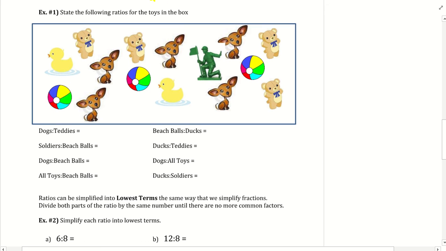When we look at some of the examples here with our little toy friends in a toy box, we want to figure out, for example, dogs to teddies. First of all, we would look at the dogs. There's 1, 2, 3, 4, 5 dogs. So we would start with 5 and then put the colon, and now the next thing it asks for is teddies. For teddies, we have 1, 2, 3, and 4. Therefore the ratio of dogs to teddies is 5 to 4.